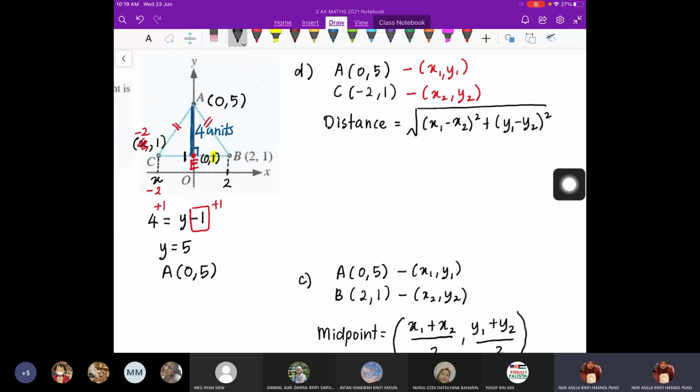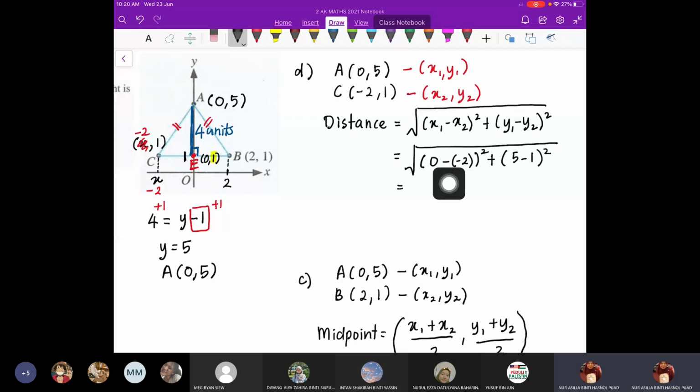Alright, barulah substitute into the formula: square root 0 minus negative 2 square, and then plus 5 minus 1 square. So kat sini negatif bertemu dengan negatif becomes positive. So jadi square root 2 square plus 4 square. So 4 plus 16. So kat sini square root 20.